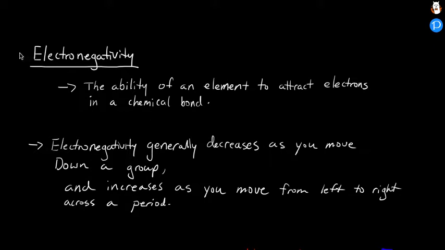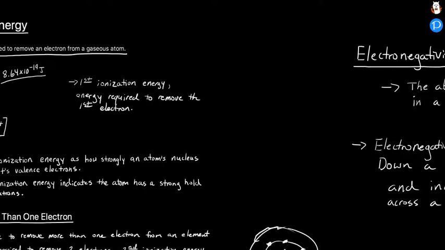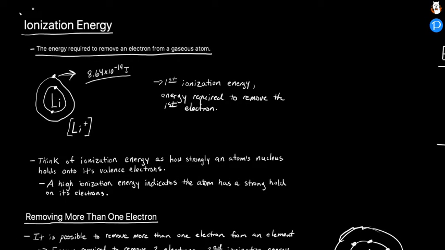Let's talk about electronegativity. In the previous video, we were discussing ionization energy, which is basically the amount of energy that we need to remove an electron from an atom to make it a positive ion. So for lithium, for example, it would take 8.64 times 10 to the minus 19 joules. It would take that much energy to remove that electron from lithium and make it a positive ion of Li plus 1.